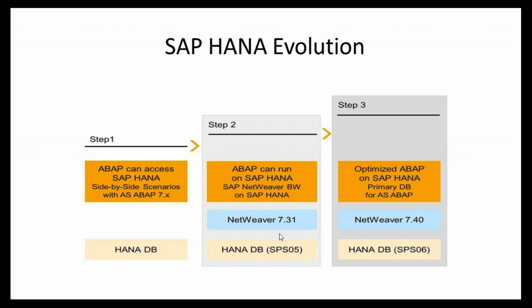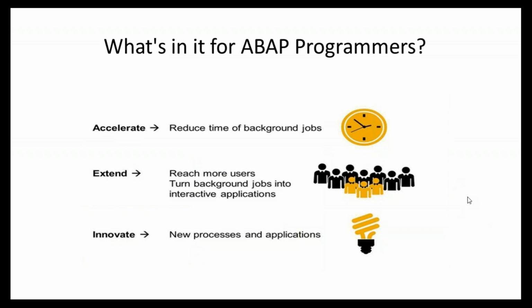So here in the 7 point version, service pack 5, business warehouse was integrated into the HANA platform. Then the entire business suite was also integrated later. Here we can see business warehouse, and we have this entire thing integrated. So we have accelerate, extend, and innovate. What we, as ABAP programmers, must know about the HANA platform is what we need to discuss.